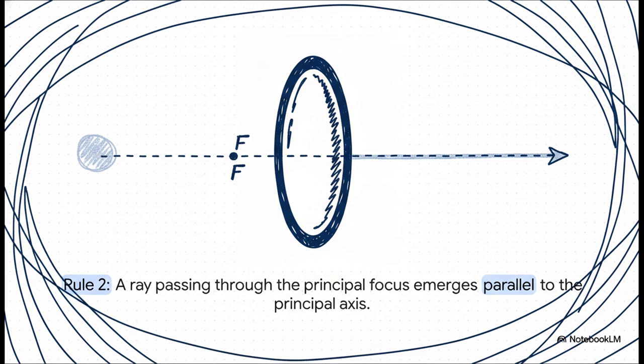Now, Rule 2 is just the perfect reverse of Rule 1. It's beautiful, really. If a ray of light passes through the principal focus first, before it even hits the lens, it will come out the other side traveling perfectly parallel to the principal axis. See that symmetry? It's pretty cool.